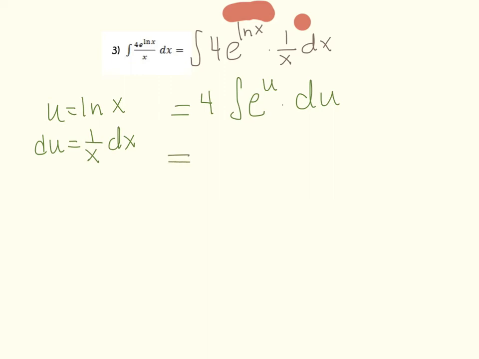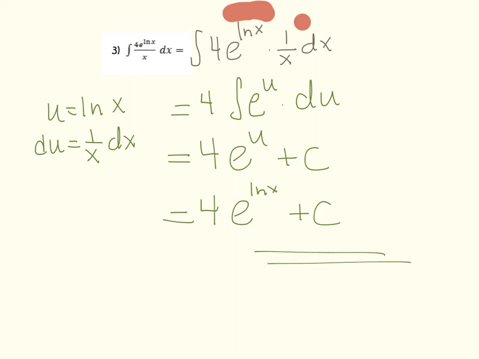As you remember from the beginning of the video, you have the rules. So the integral of e to the u is simple: e to the u plus the constant. Then we substitute u, which is natural logarithm of x, plus the constant. Again, if you want to make sure that we're doing it right, just try the derivative.